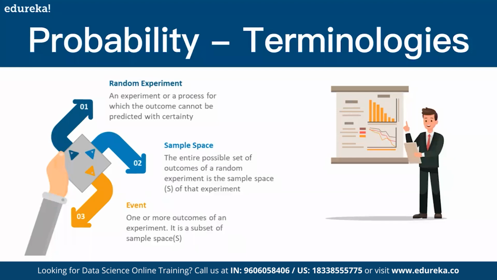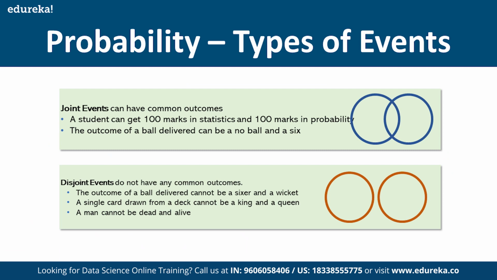Event means one or more outcomes of an experiment. It is a subset of sample space. So let's say you perform an experiment. Some day you find 3 accidents, some day you find 2 accidents, some day you find 0. So an event is nothing but an outcome of an experiment. These are terminologies we generally come across when we do machine learning.